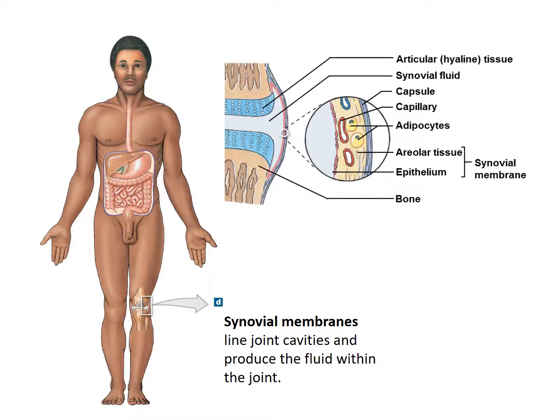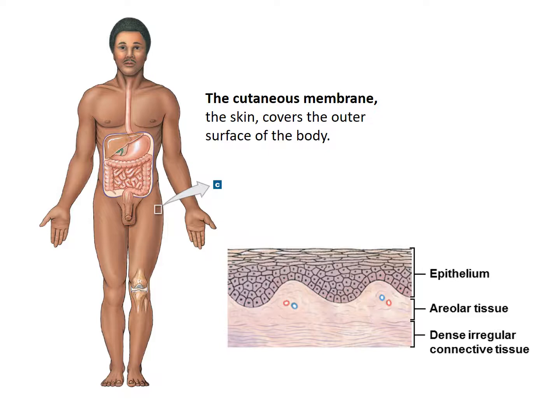The final type of membrane that we will discuss is the cutaneous membrane. The cutaneous membrane is another name for the skin. It is a thick, keratinized, stratified squamous epithelium with multiple layers beneath it. We'll be spending the rest of this lecture talking about this type of membrane.